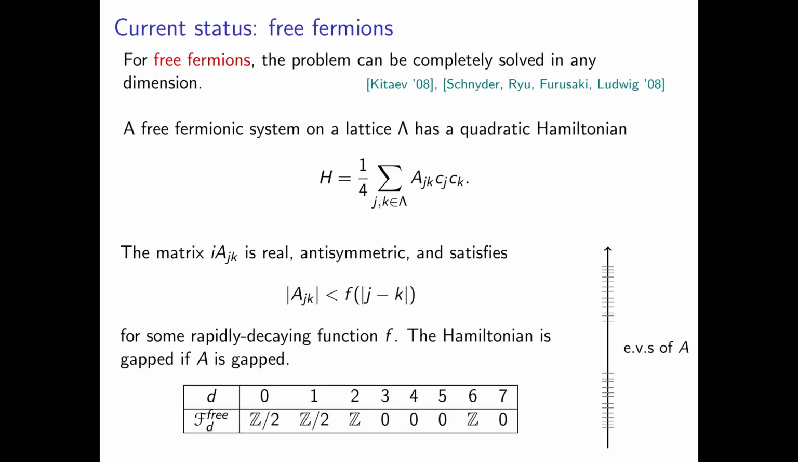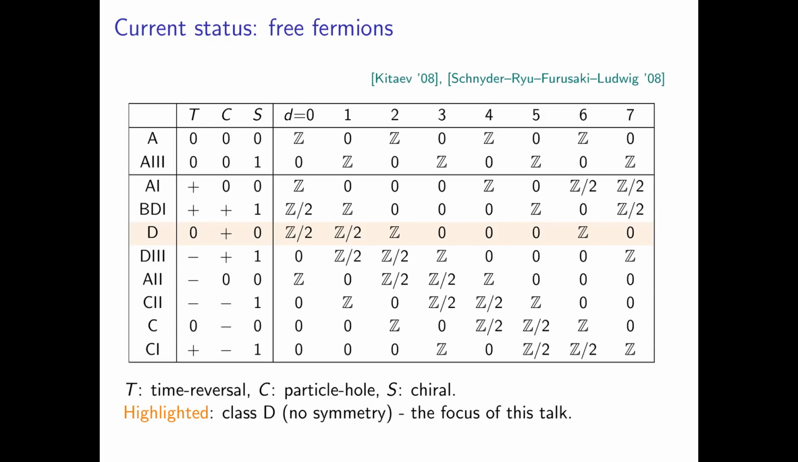So we now know the groups which classify all the phases in different dimensions. Elements of this group correspond to different phases. And in fact, we know how to classify them with various symmetry types. They organize very nicely into this periodic table. But we'll be mostly focused on what's called class D topological superconductors. So these are systems which do not have any symmetries at all.